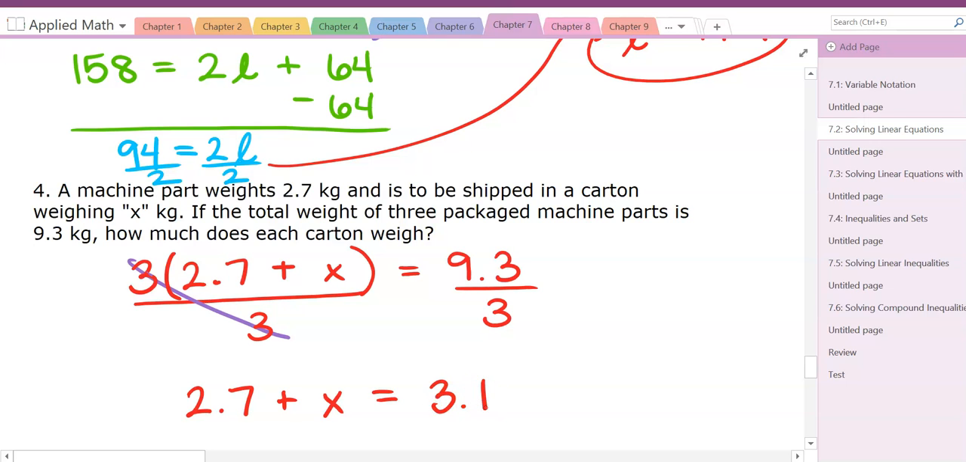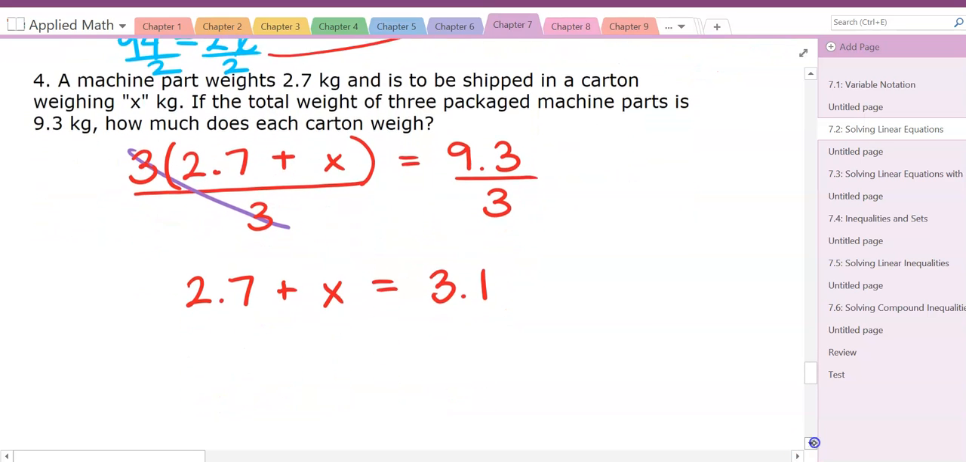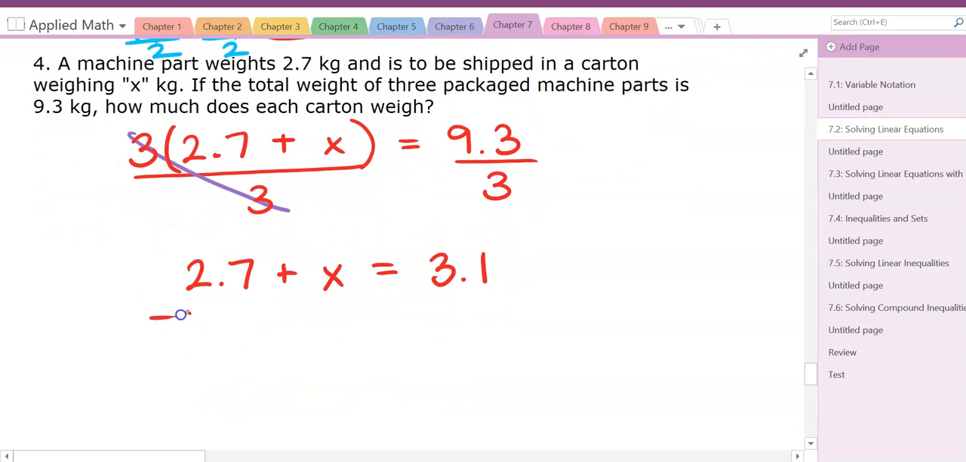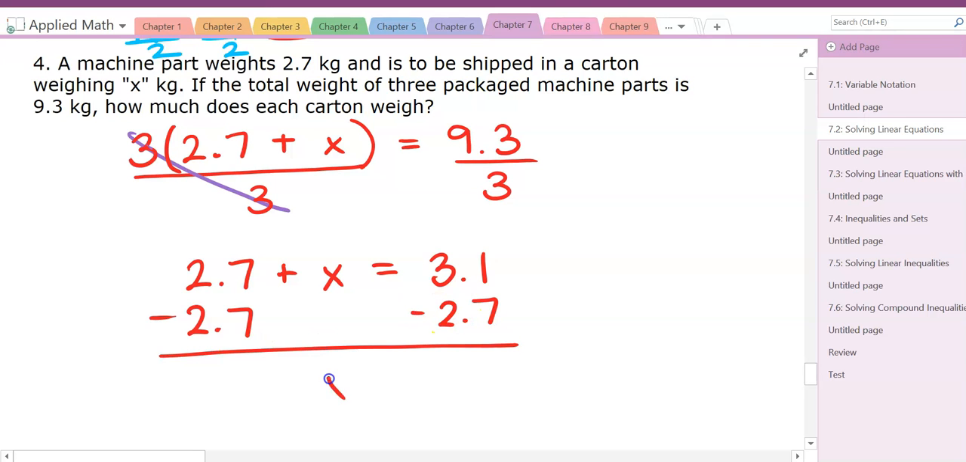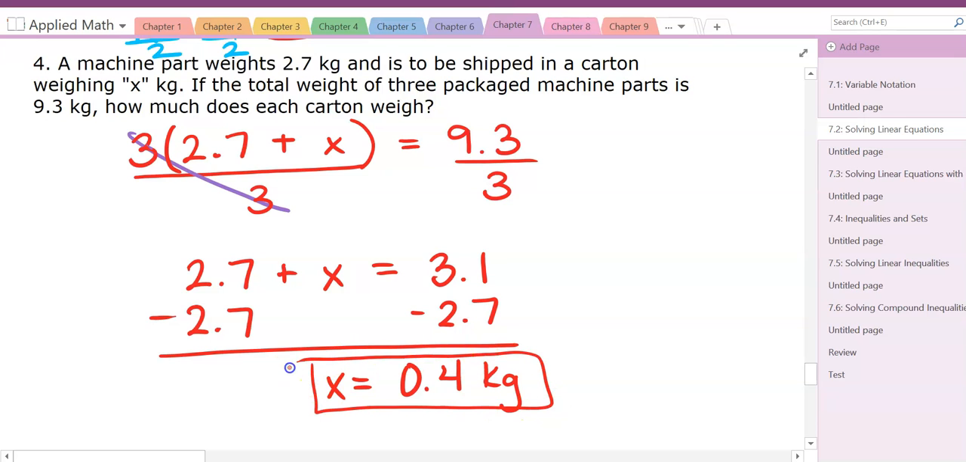What's the last thing we would have to do? Minus 2.7. And that's going to give us 0.4. And that would be kilograms. So each carton weighs 0.4 kilograms. So that's just kind of an alternative to solving that one without using the distributive property. The opposite of that would be to divide, and that is available for you to use if you wanted to.